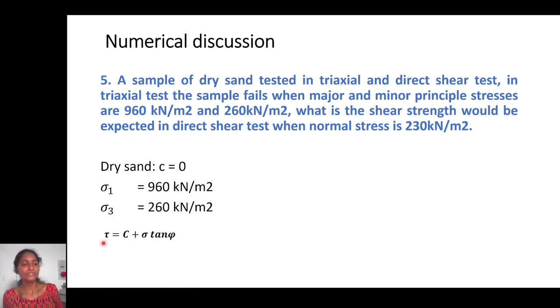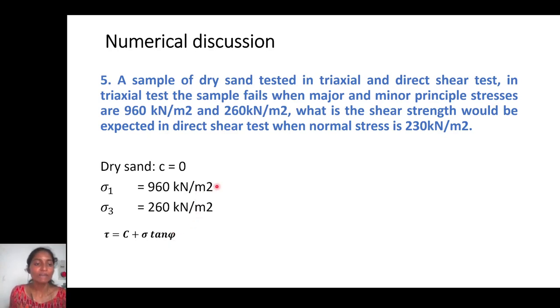To determine the shear strength, what is the formula? Tau equal to C plus sigma tan phi. Here C you don't need because C is already 0. Sigma tan phi. Sigma is vertical stress. They have already provided normal stress or vertical stress as 230 kilonewton per meter square. So what is unknown here? Phi. If we are able to determine the angle of internal friction, we can calculate the shear strength.